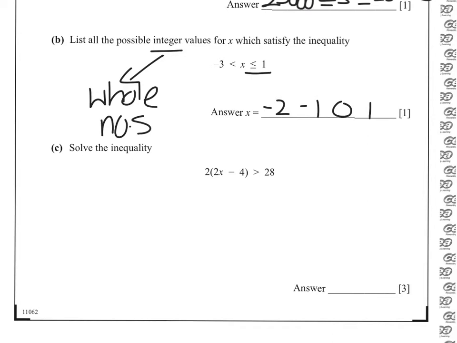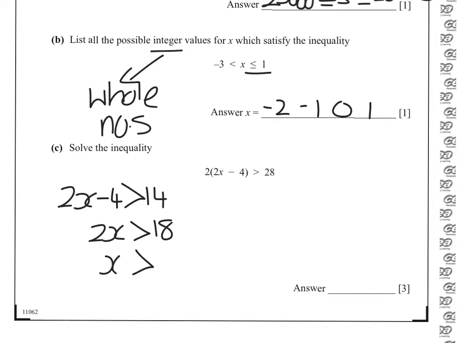Finally, solving the inequality, there's two ways to do this. The first is dividing both sides by 2. So 2x minus 4 is greater than 14. 2x would be greater than 14 plus 4, which is 18. And x would be greater than 18 divided by 2, which is 9.